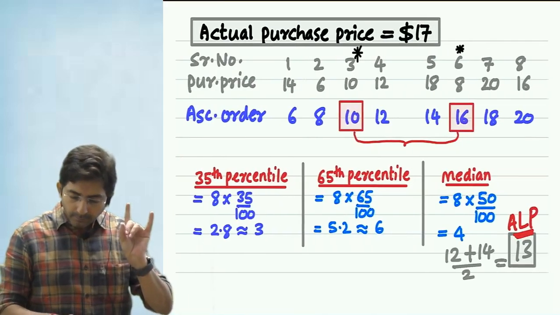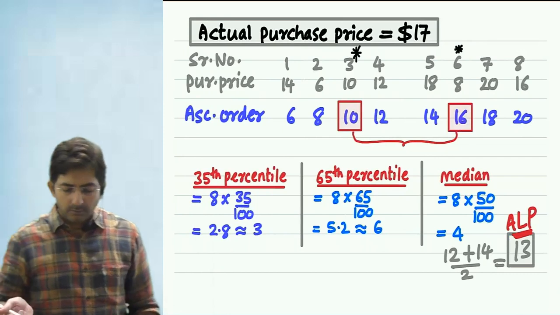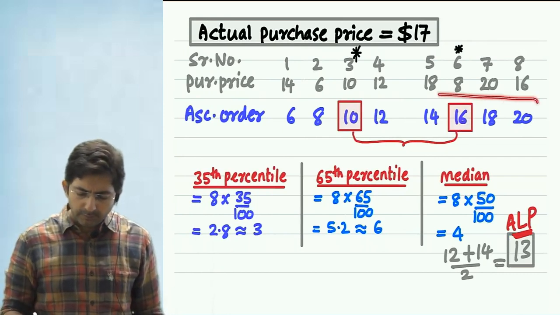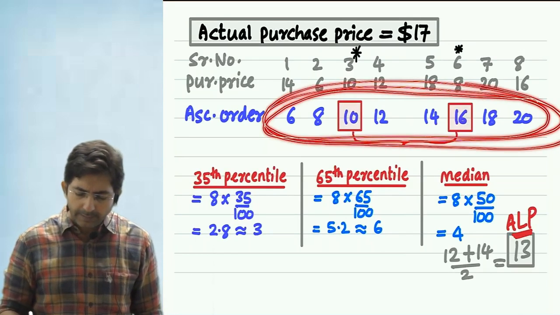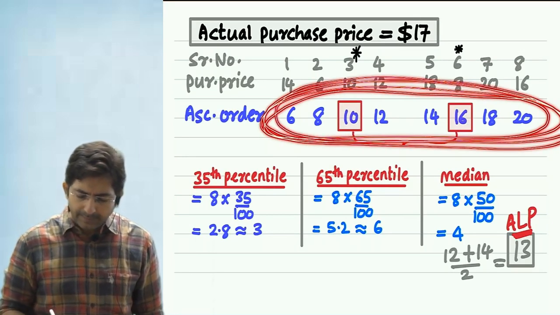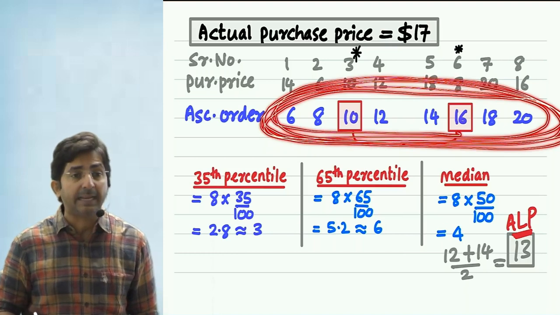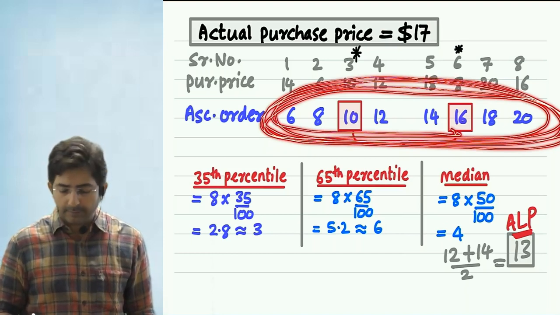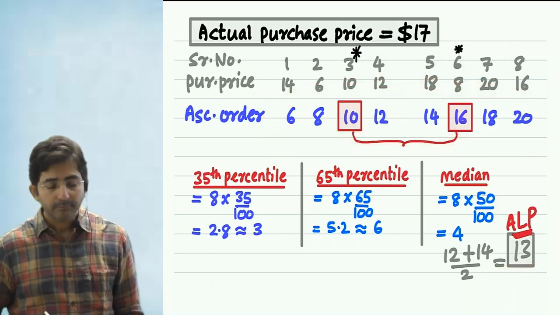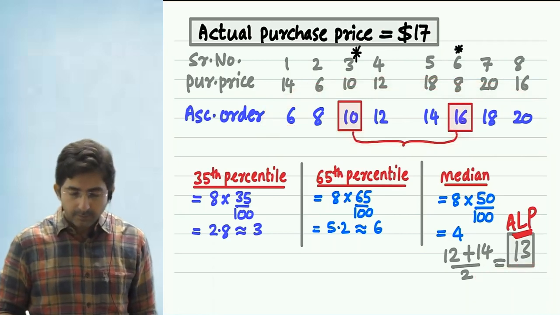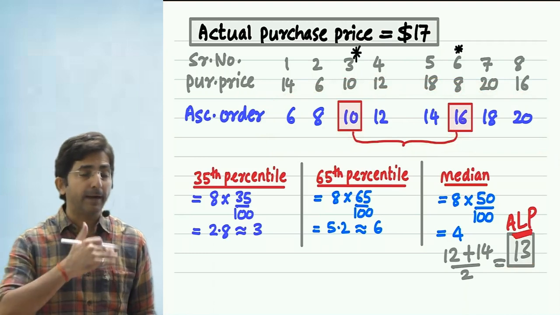See, here you will get one doubt. Sir, even if you would have simply added the values and divided by 8, we would have got 13 only. Check this method. Try to find mean here.